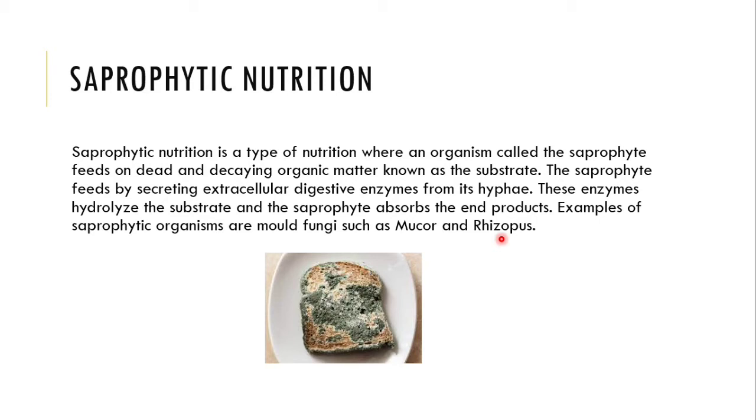We're looking at saprophytic nutrition, a type of nutrition where an organism known as a saprophyte feeds on dead and decaying organic matter known as the substrate. How does it do that? It will secrete extracellular enzymes that digest the substrate and form products. Those products are absorbed by the saprophyte. That's how it feeds off that dead and decaying matter. And examples are mold fungi such as Mucor and Rhizopus.